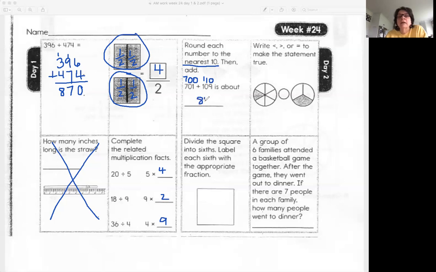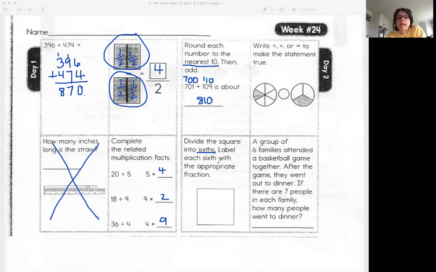If you can't do it mentally, feel free to put the algorithm on some open space on your page. Moving on, the next question: divide the square into sixths. And as soon as I hear the word sixth, I think 6 equal parts.